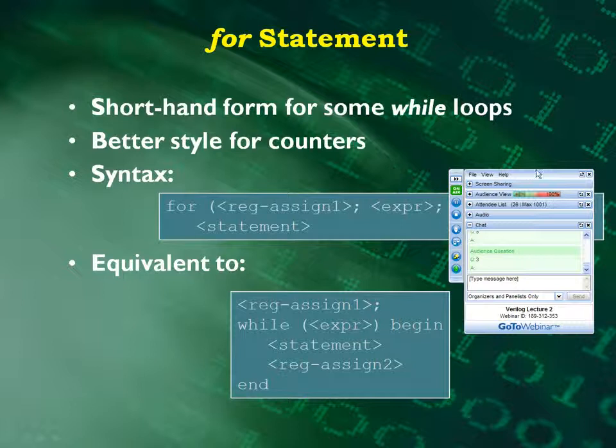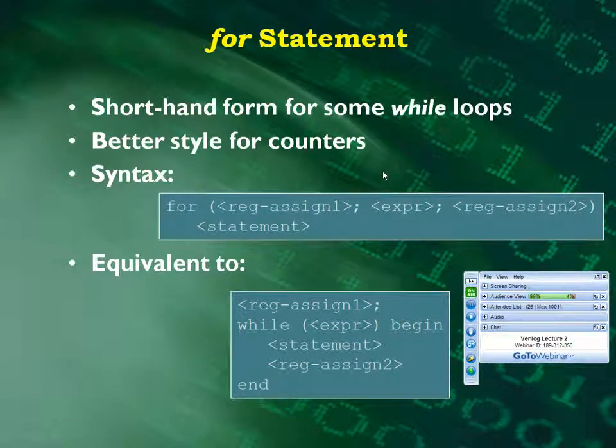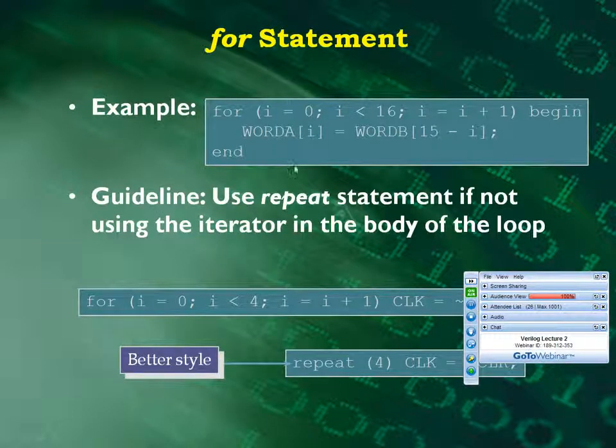Okay, so we also have what's called a for statement. It's a shorthand form for some while loops, and so it's a better style for counters. And here's the basic syntax. Okay, and what it's equivalent to, if you want to see what it's equivalent to using a while statement. So we have for some register assignment, then some expression where you're evaluating something, and then another register assignment, and then a statement.